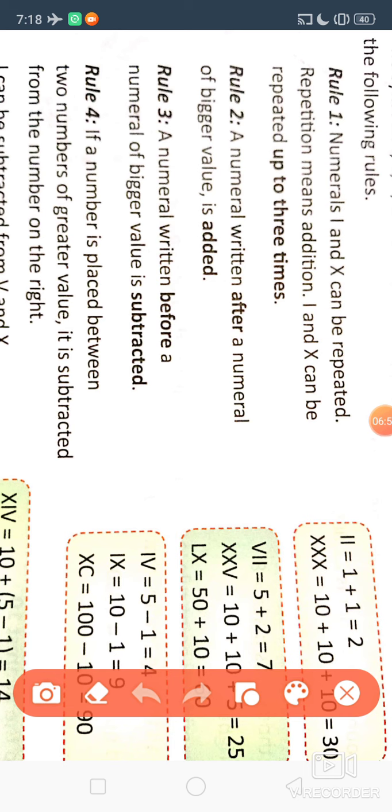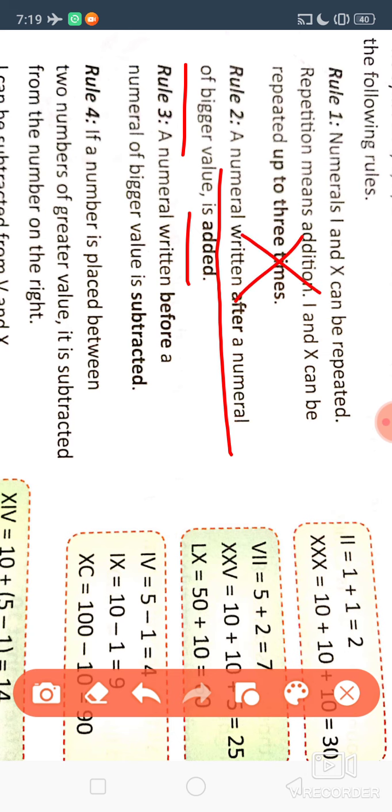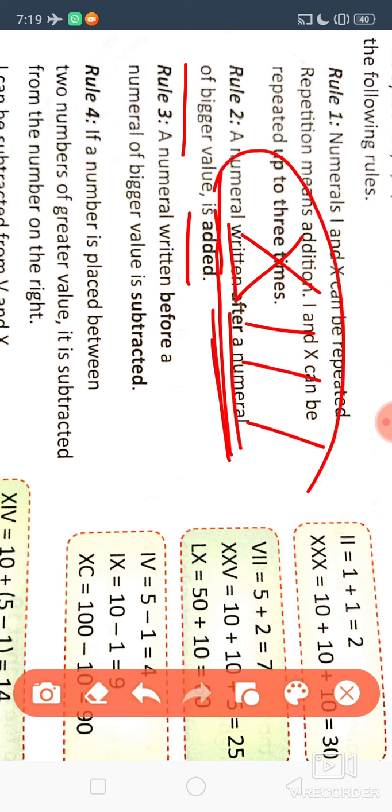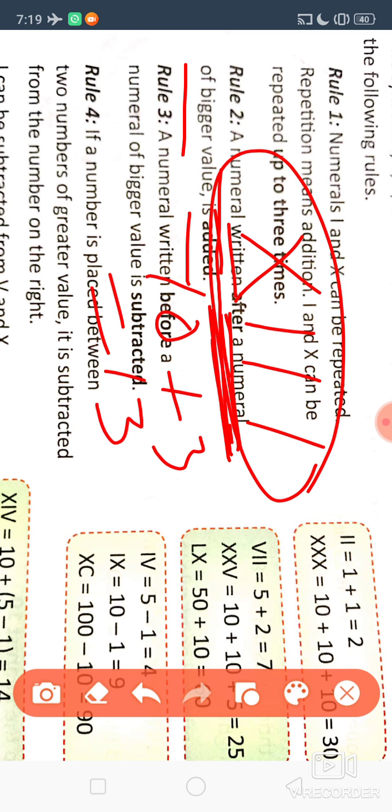So we have seen that a numeral written after a numeral of bigger value is added. Means just now we have seen that after X I am writing I, so X is the bigger number, and smaller numerals are written after the bigger number, then it is added. So it will become 10, and this III means 1 plus 1 plus 1, 3. So 10 plus 3 will get 13. This rule we have seen.